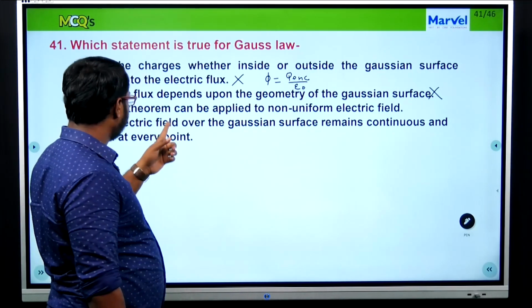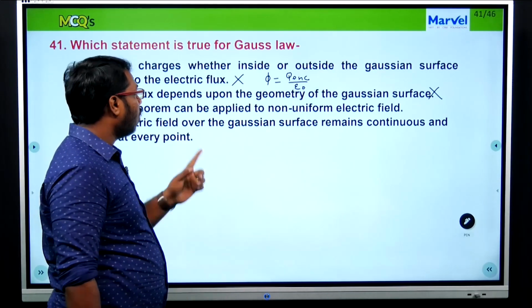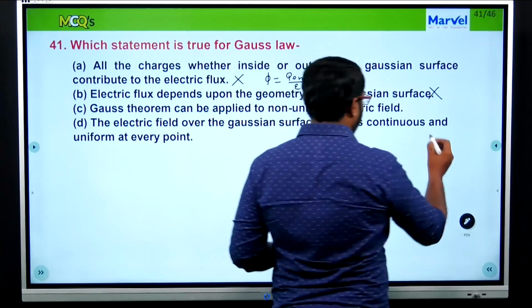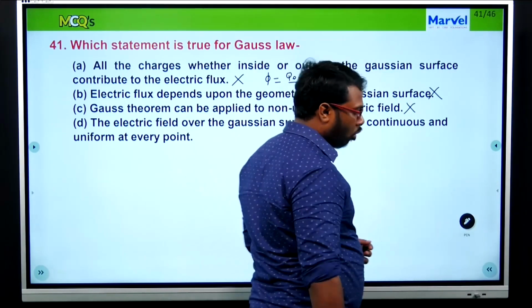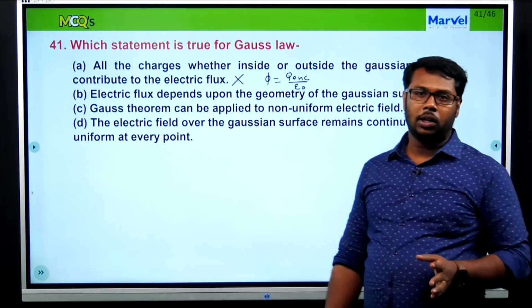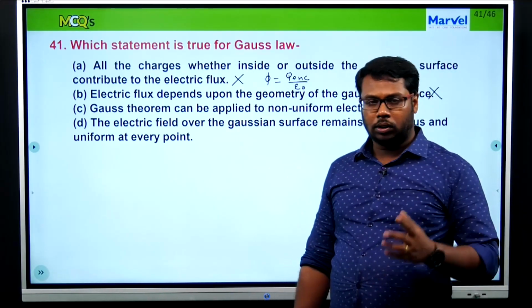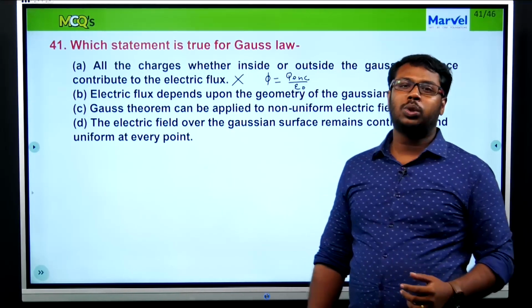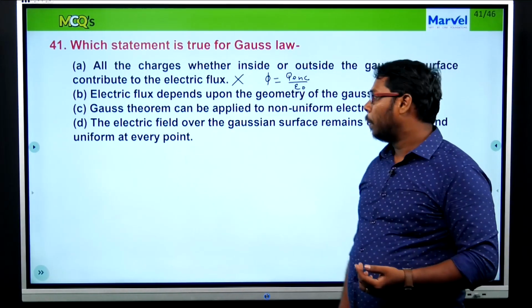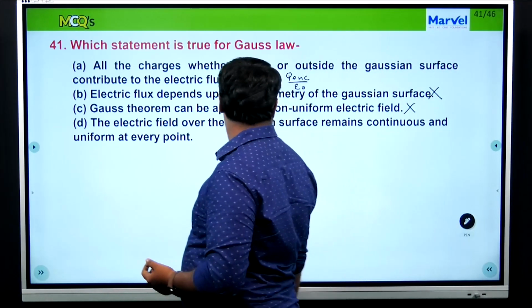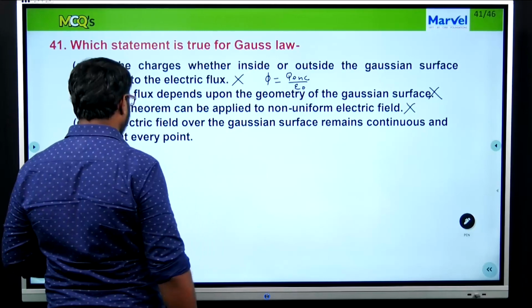The Gauss theorem can be applied to non-uniform electric fields. No, it is not possible. Gauss law cannot be applied for non-uniform electric fields. It is applicable only for charges which are constant in their magnitudes, which produce a constant electric field. What is the fourth statement? The electric field over the Gaussian surface remains continuous and uniform at every point.